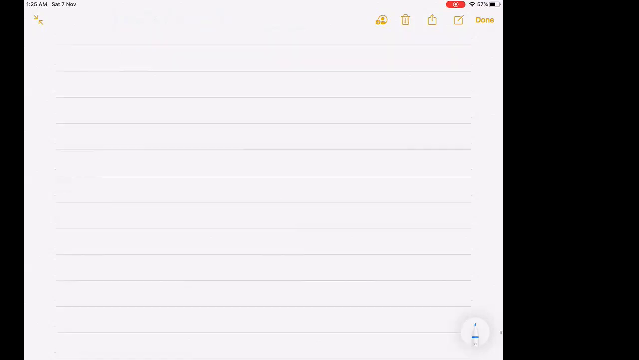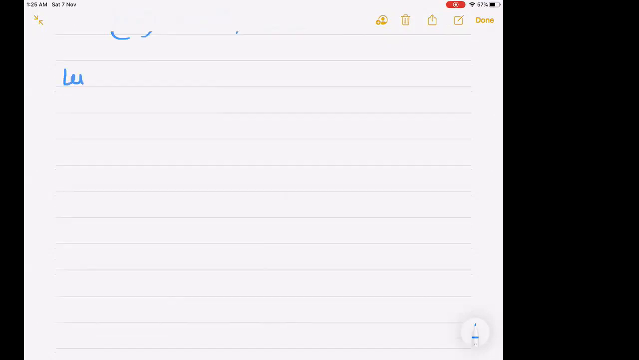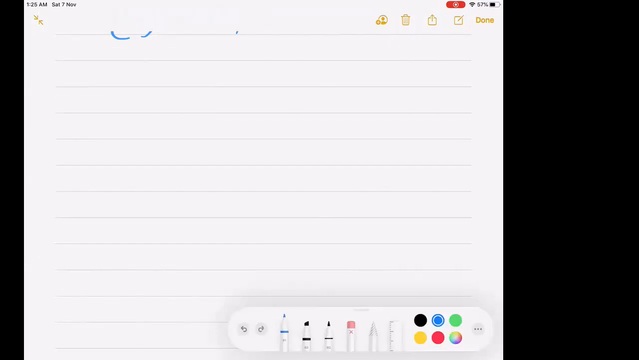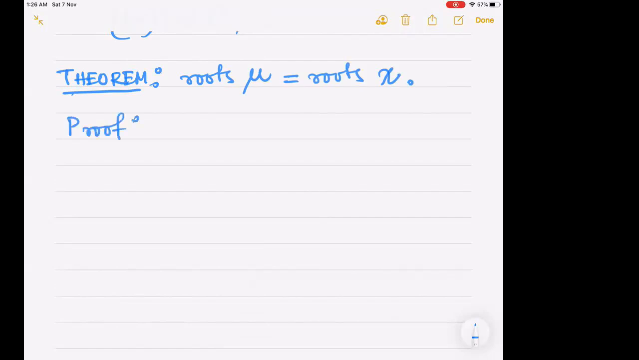Okay, so here is the thing. Should we call it a lemma or a theorem? Let's say theorem. Makes us feel good that we are proving a theorem. So all definitions in place, I'm not writing all of them. Roots of mu is equal to roots of chi. Yes, the roots of the characteristic polynomial and the roots of the minimal polynomial are exactly the same.